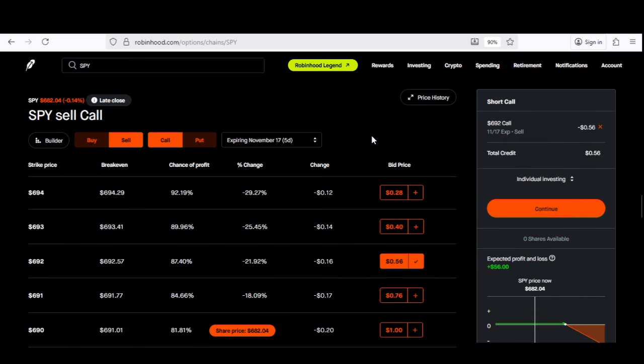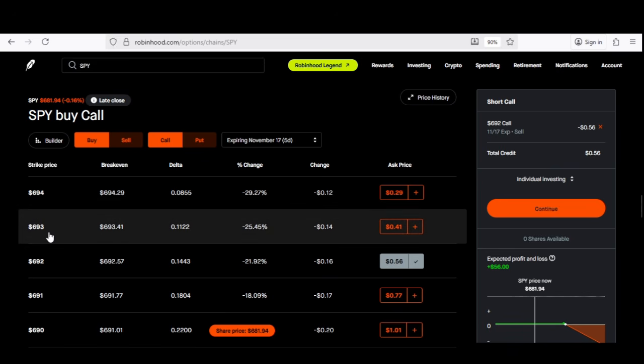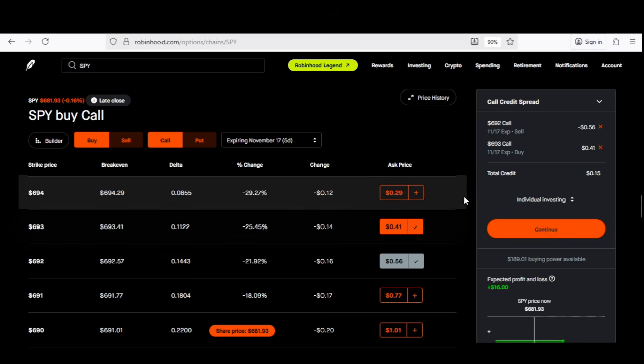Now, secondly, we're going to be flipping the switch right here. We're going to be going to buy now while maintaining our call and maintaining the exact same strike date. That's really important. And now we're going to choose our secondary strike price. To keep the video very simple, the secondary strike price is going to be right above the previous strike price that we just chose. So we chose the 692. We just choose the 693, which is right above it. Let's select that one.